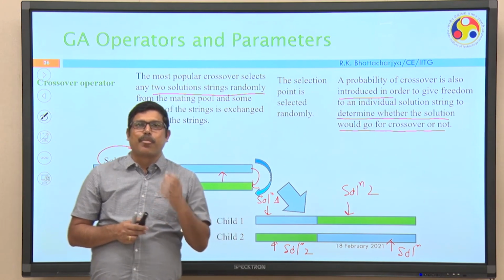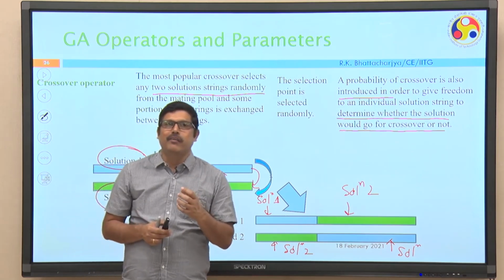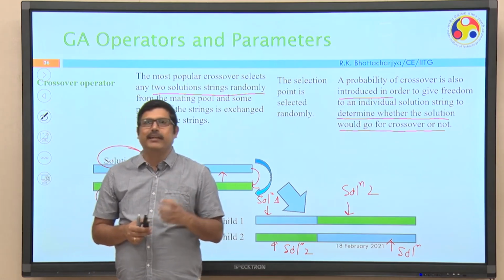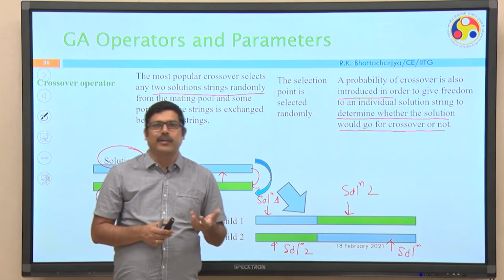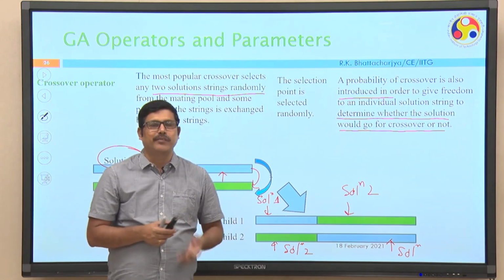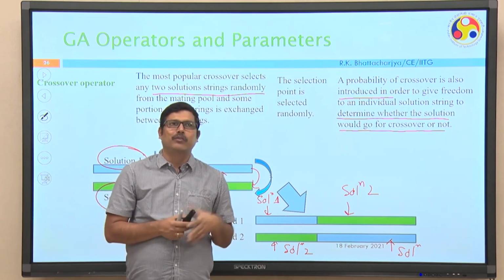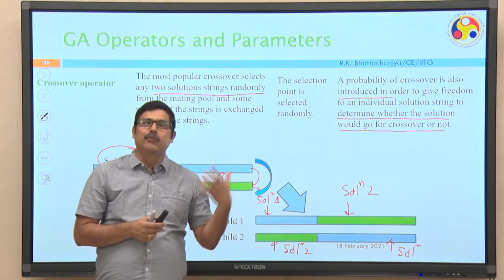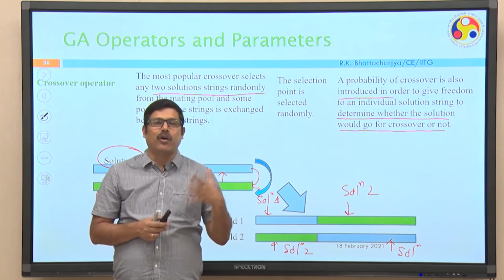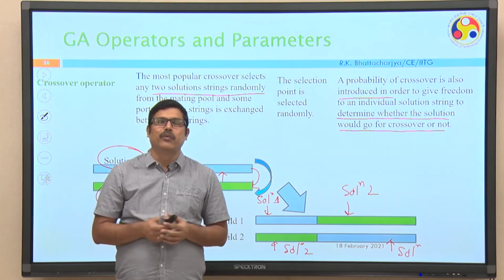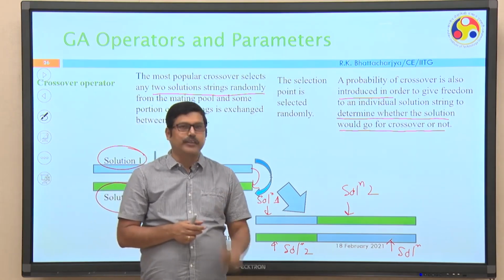Generally what we do is consider a very high crossover value, as I said, 0.6 to 0.95. Okay. So, 60% to 95%, something like that. So, our idea is that most of the solutions will go for crossover, and maybe a few solutions will not go for crossover, they will directly go to the next generation.